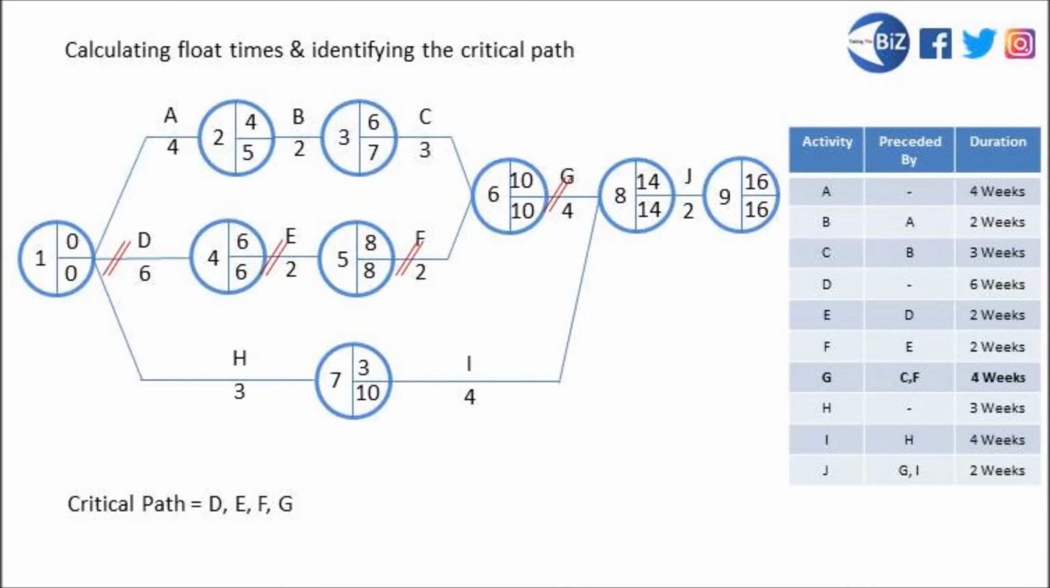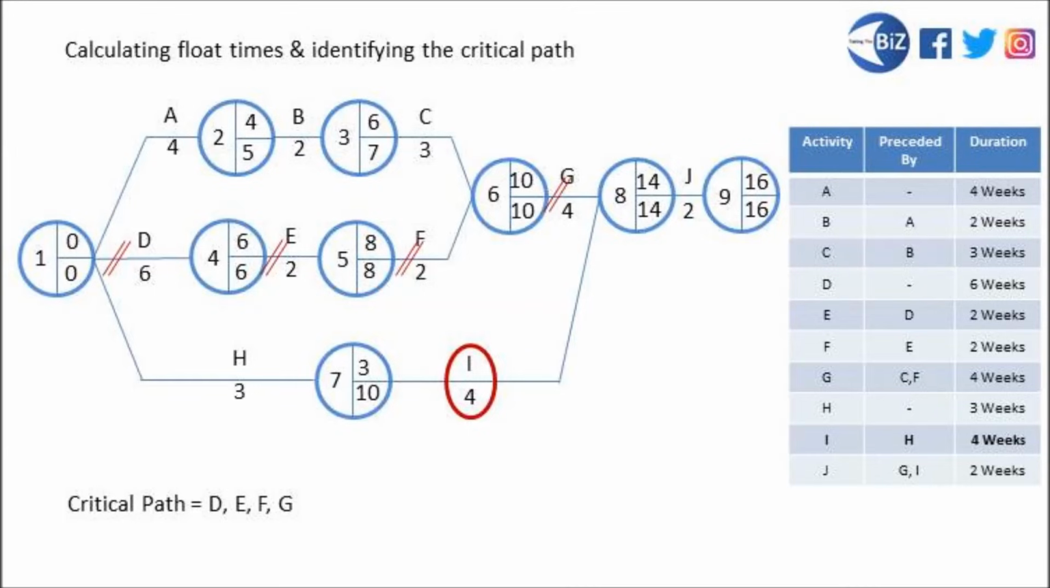Have a look at activity H. We've got a completely different story again. We've got an earlier start time of week 0. Activity H can begin right from the very outset. Only takes 3 weeks to complete and doesn't have to be finished until week 10. We have got 7 weeks of latitude on this activity. Could overrun by 7 full weeks and still get done by week 10, which will prevent us holding up the project as a whole. So because H has float time, does not make it onto our critical path.